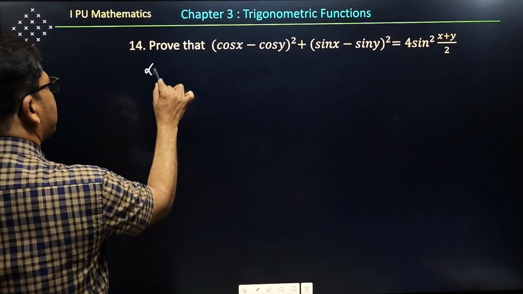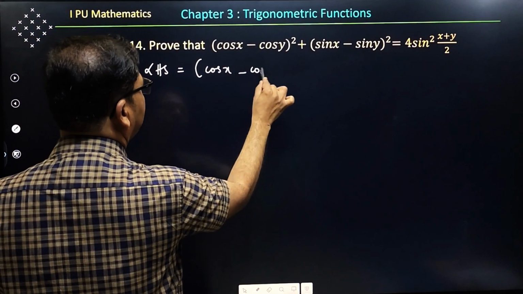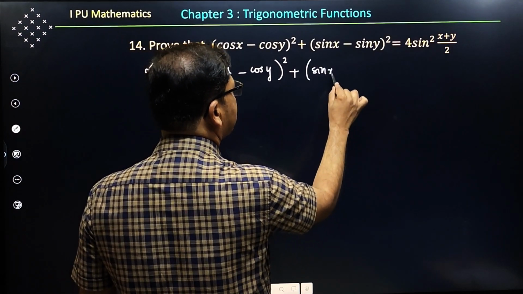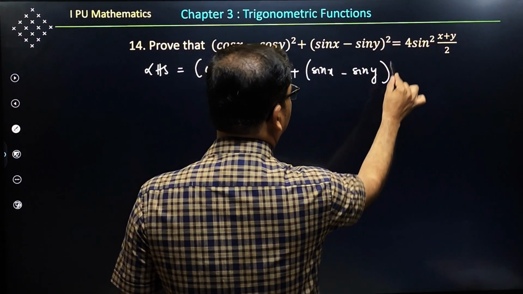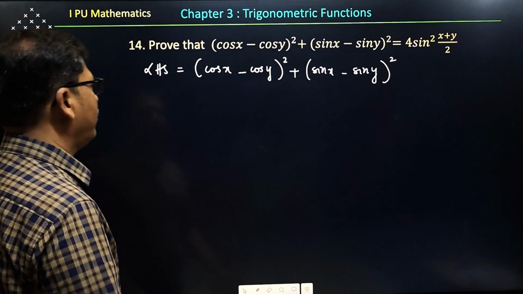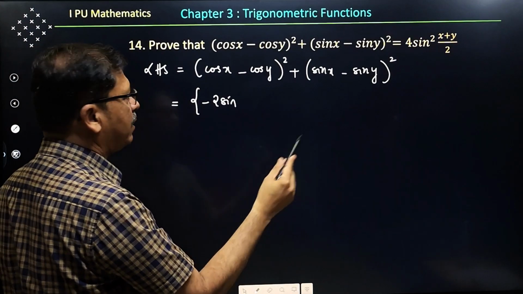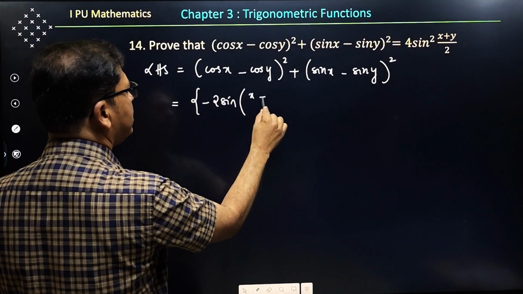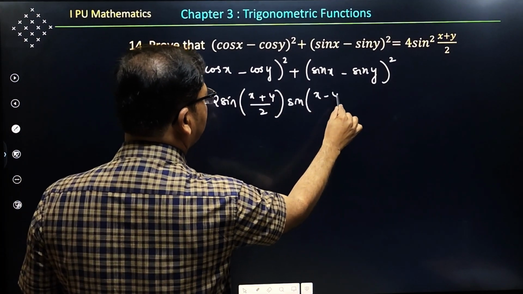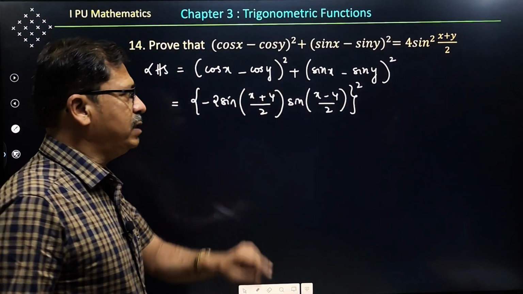Let's take the LHS. This is cos x minus cos y to the power 2 plus sin x minus sin y, which is raised to the power 2. Okay. Cos c minus cos d. The formula is minus 2 into sin into sin. Okay. C plus d divided by 2, that is x plus y by 2, into sin is there, x minus y divided by 2. See, for the first case I have applied the formula. Square is there here, you maintain that square as it is.